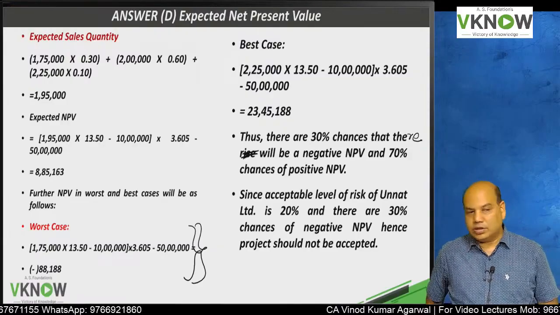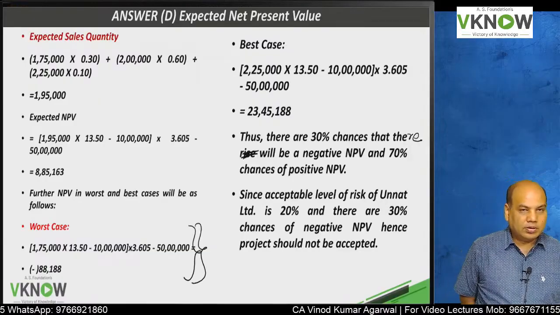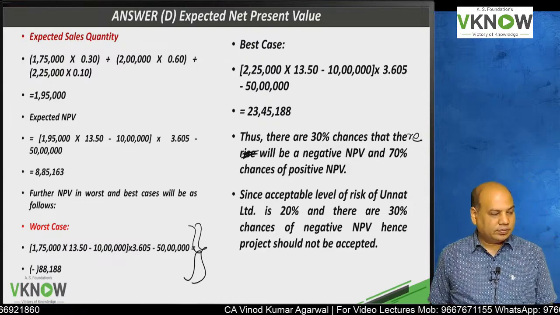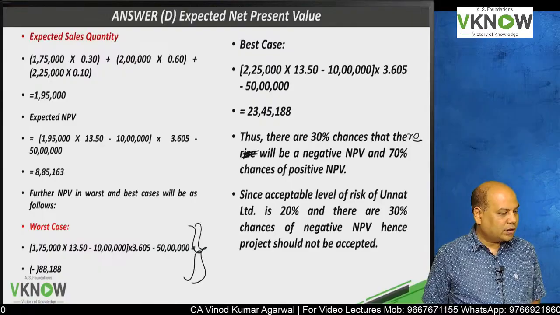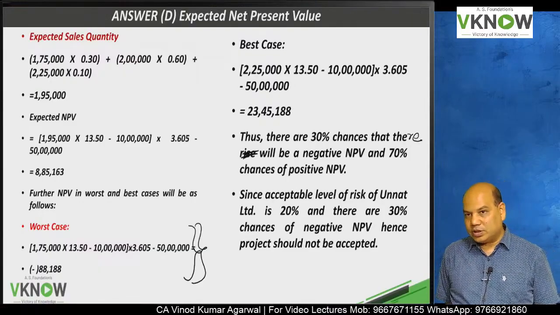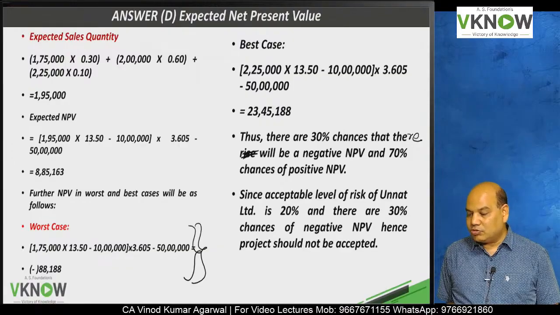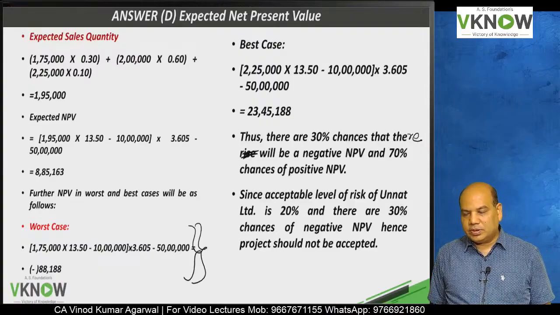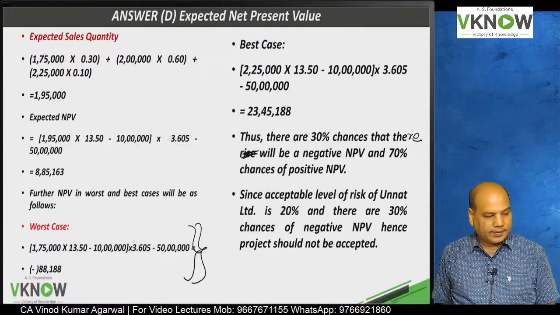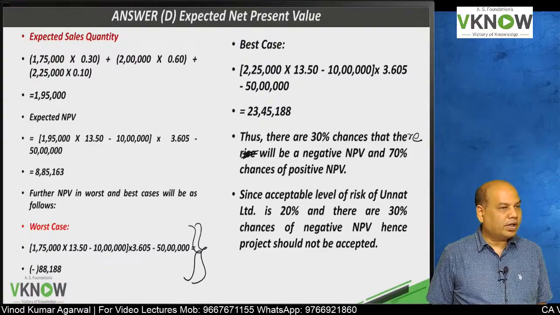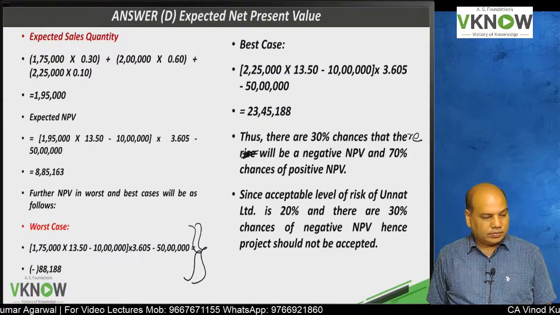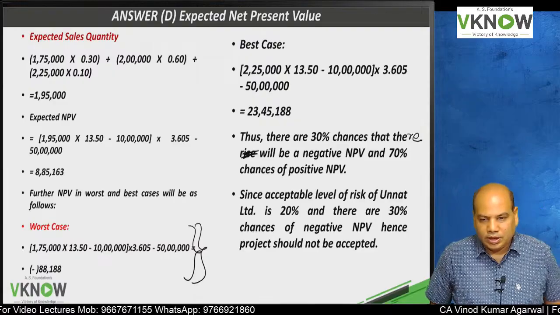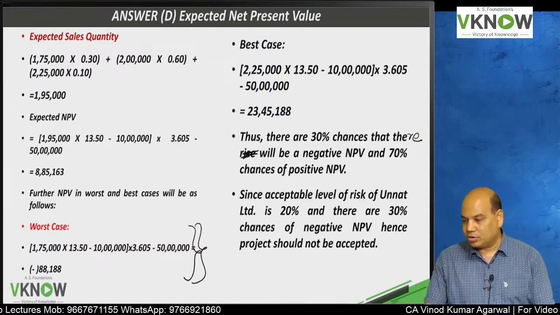Since acceptable level of risk of Unnat Limited is 20%, and there are 30% chances of negative NPV, comma, project should not be accepted. Is it right? Project should not be accepted.